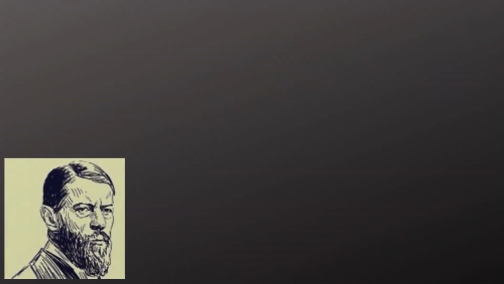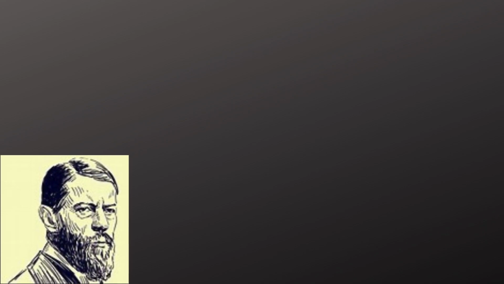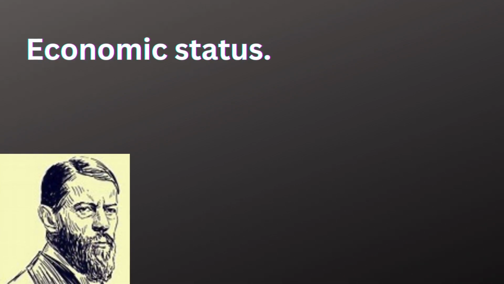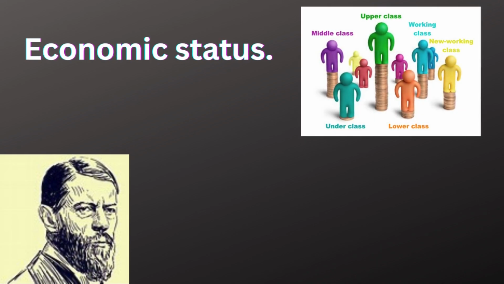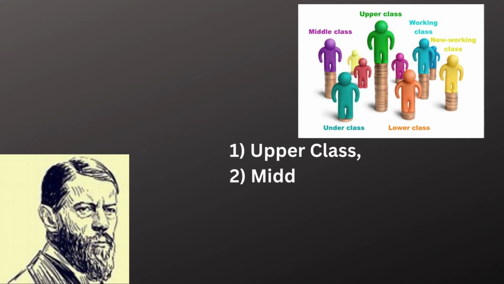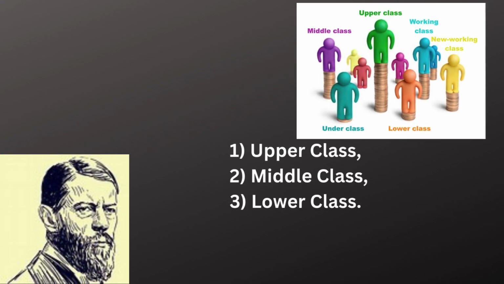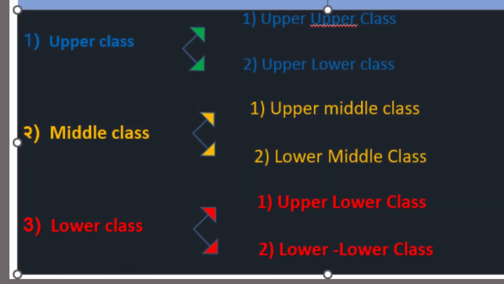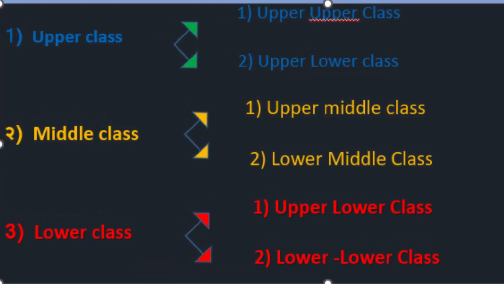Max Weber also said that in capitalist society, three types of classes are formed based on economic status. He stated that the first class is the upper class, the second is the middle class, and the third is the lower class. Each class is further divided into upper and lower categories.